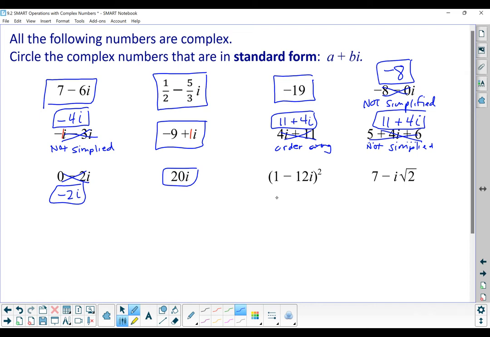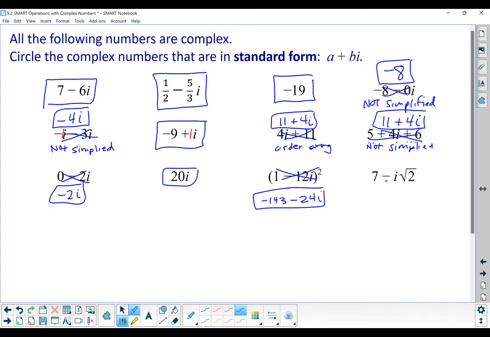In a minute, I'm going to show you how to multiply that out, but it is negative 143 minus 24i. So as written with the power, it is not in standard form. We could put it into standard form, and we will show you how to do that in a minute.